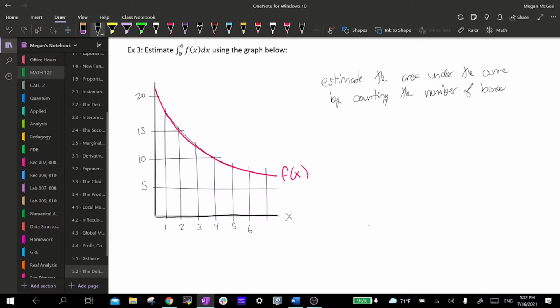Alright, so that's exactly what we're going to do for every box under this red line, our f of x function, up to 6. So we're stopping at x is equal to 6, but we're going all the way up to x is equal to 0. Alright. So let's see what we got here. I'm going to count all of the whole boxes first. So we have 1, 2, 3, 4, 5, 6, 7, 8, 9, 10. Alright, 11, 12, 13. We'll go ahead and say this one looks whole enough, so we have 14.